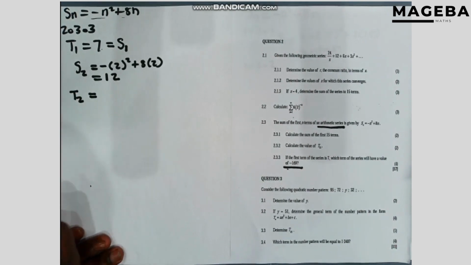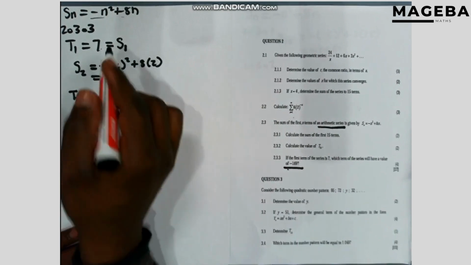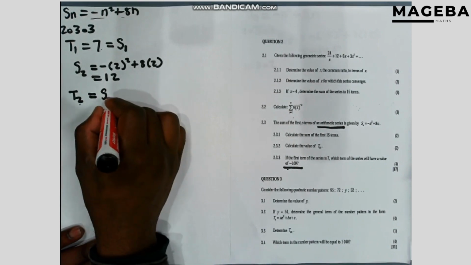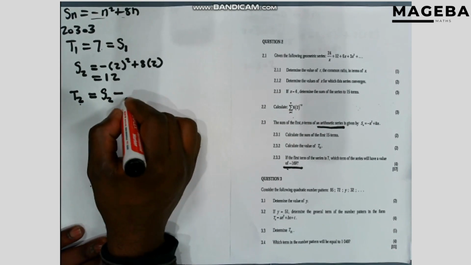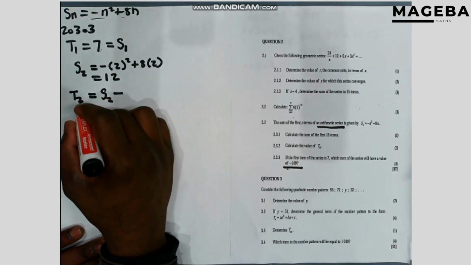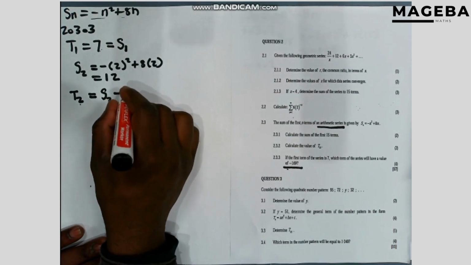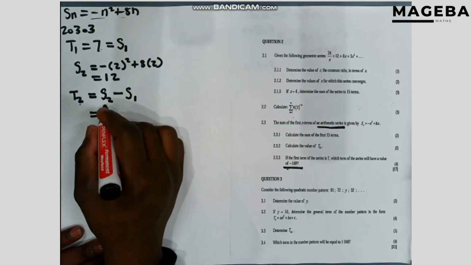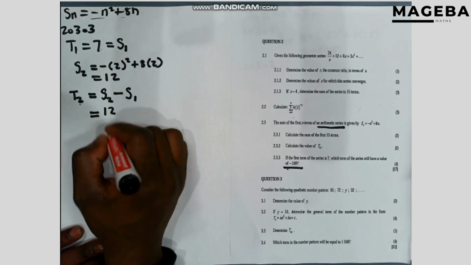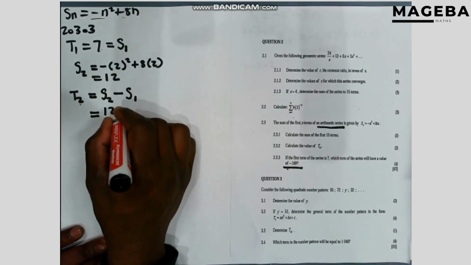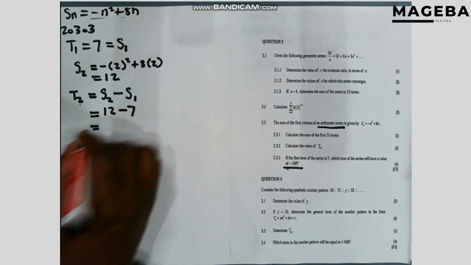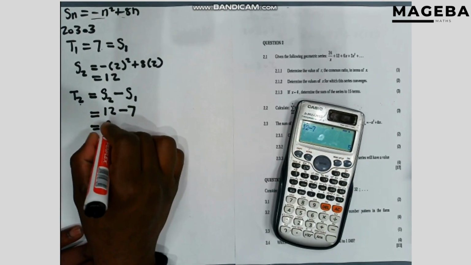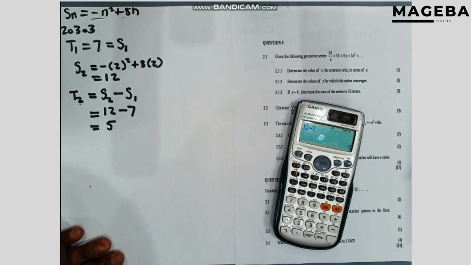After finding the sum of the second term, the following thing we need to find is t2. I hope you are following. How do you find t2, since we have this formula of a sum? We know that Sn minus S(n minus 1), which is S2 minus S1, gives tn. S2 is 12, S1 is 7, so it's 12 minus 7. What is it? It's 5. I hope we understand that one.